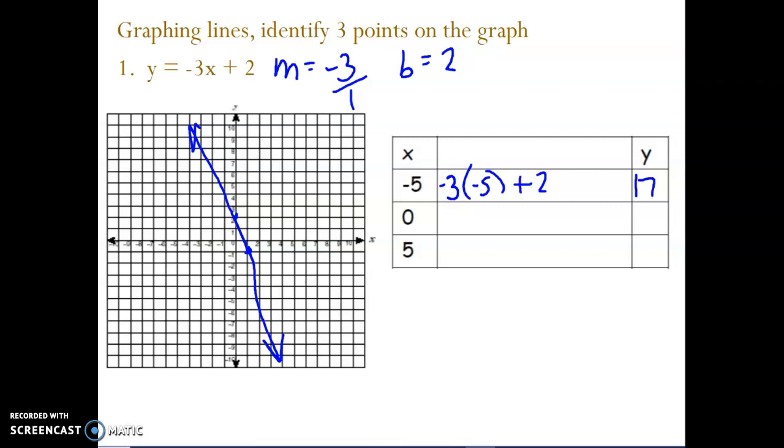Okay, so look at the next one, x equals 0. Remember that when x equals 0, I always have the y-intercept? We already know what the y-intercept is. We have it right here. The y value is going to be 2.